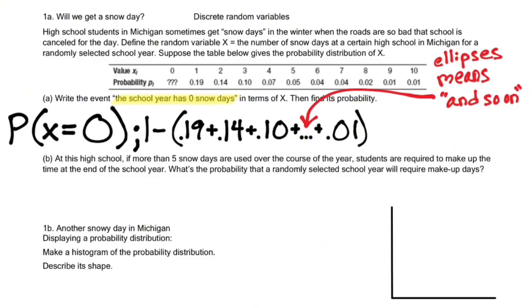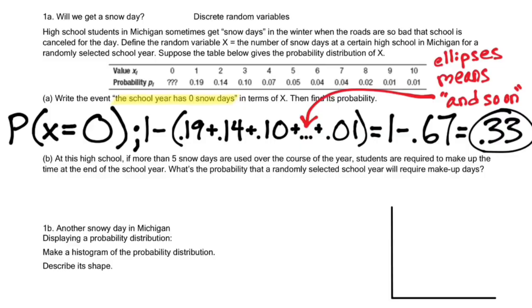So you can see the 0.19 is for 1 snow day, 0.14 is for 2, and so on and so forth. You do all of the arithmetic, subtract that from 1, you're going to get 0.33. So that is the likelihood that there are 0 snow days in a particular year, 0.33 or 33% chance.